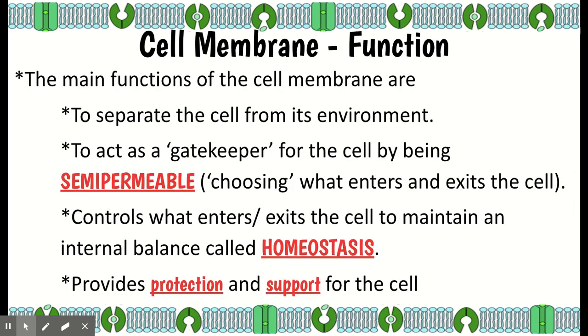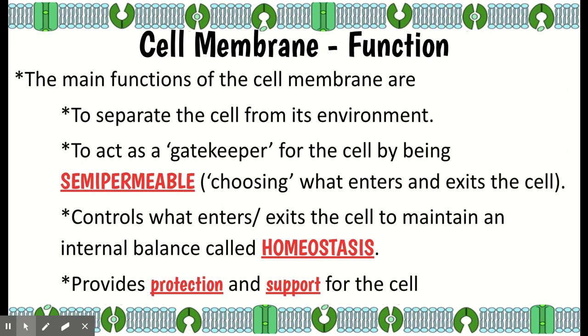All right, next we're going to review over the functions of our cell membrane. So before we learned that it helps regulate things coming in and out of the cell. So it helps separate the cell from its environment, and it acts as a gatekeeper for the cell. And it does this by being semi-permeable. This is just a really long term for saying that it's kind of choosy. It chooses what can come in and it chooses what can go out.